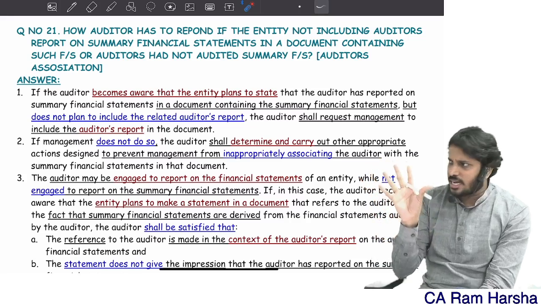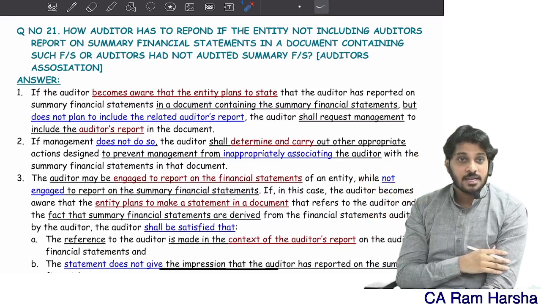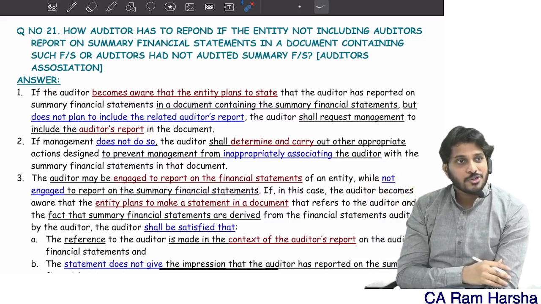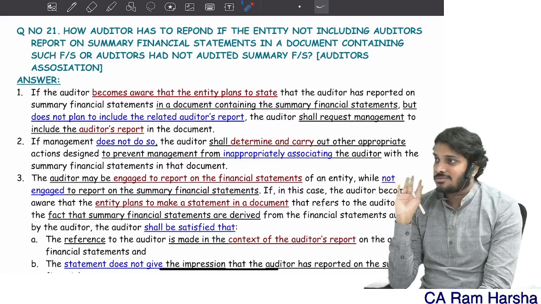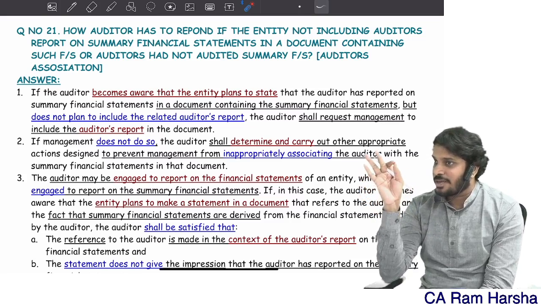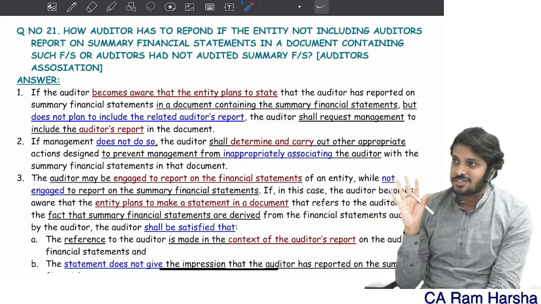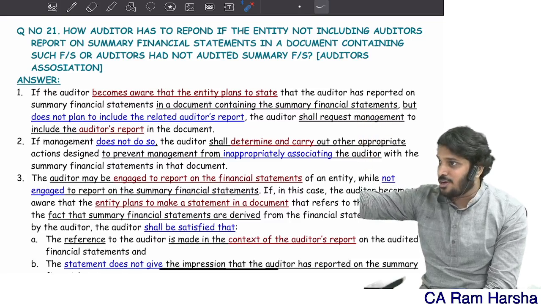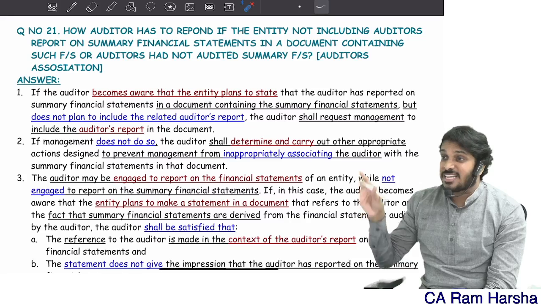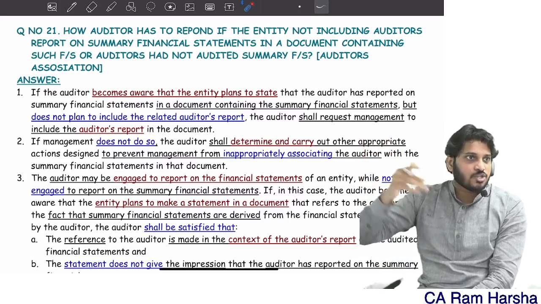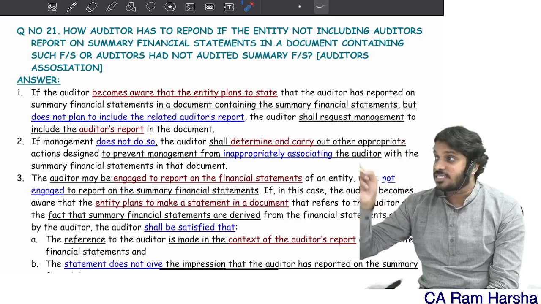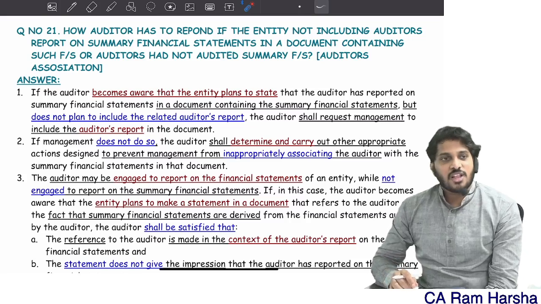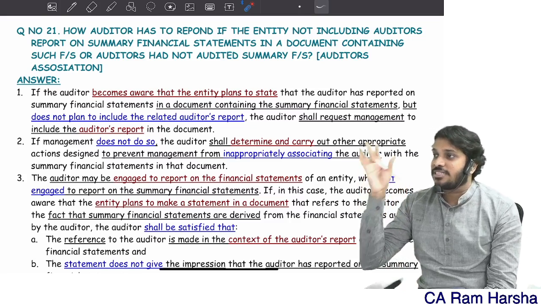Suppose that is one analysis. Another analysis: I have verified the summary financials and I gave a report on them under 810. But my report is not attached. Only the summary financials are being presented along with the other financial statements, the complete set, whereas the audit report which contains the true and fair opinion is clearly given. But for the summary financials, my audit report is not included. I must request and convince the entity to include my audit report also. If at all they are not including it, take action as per 560.